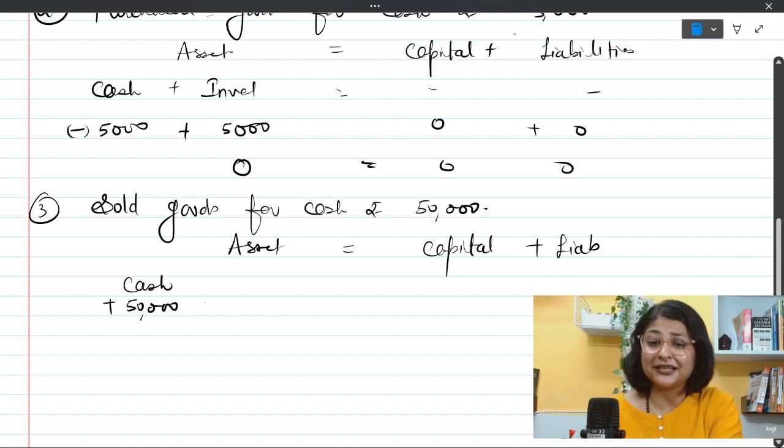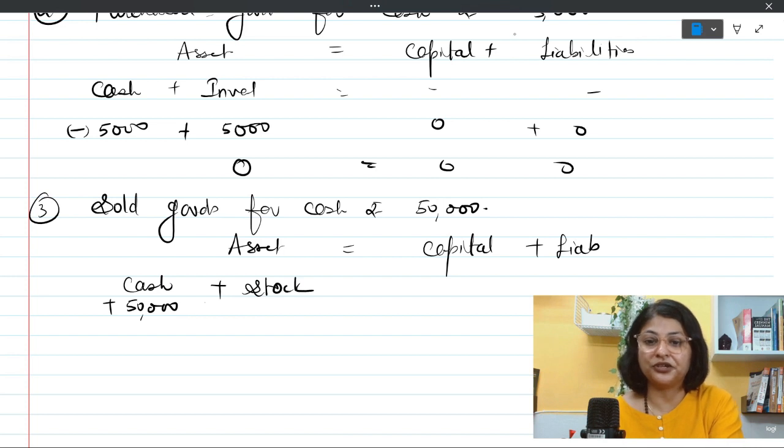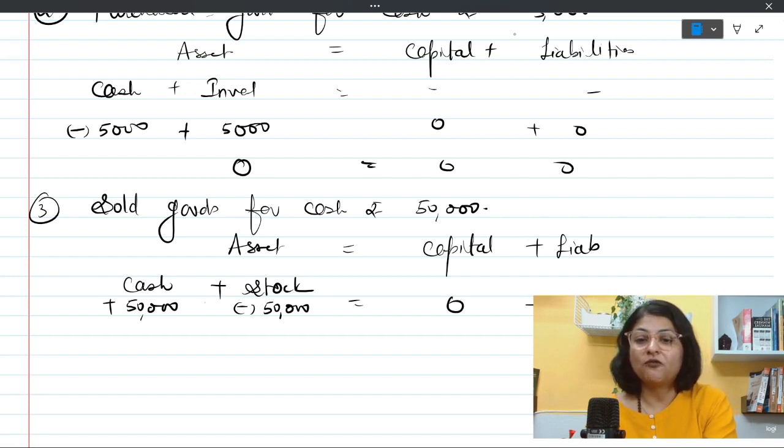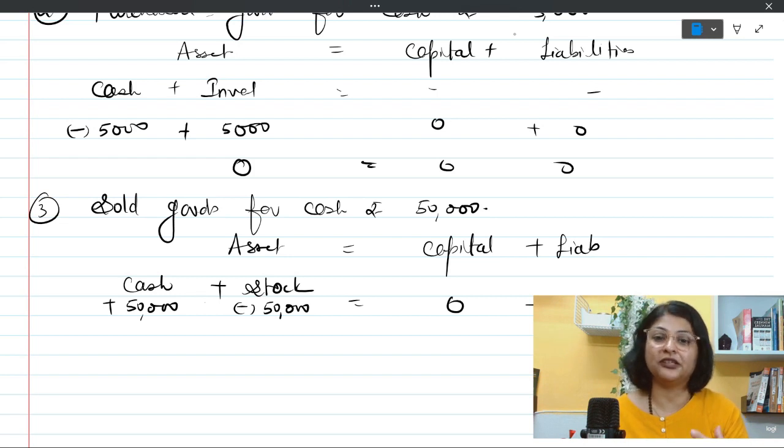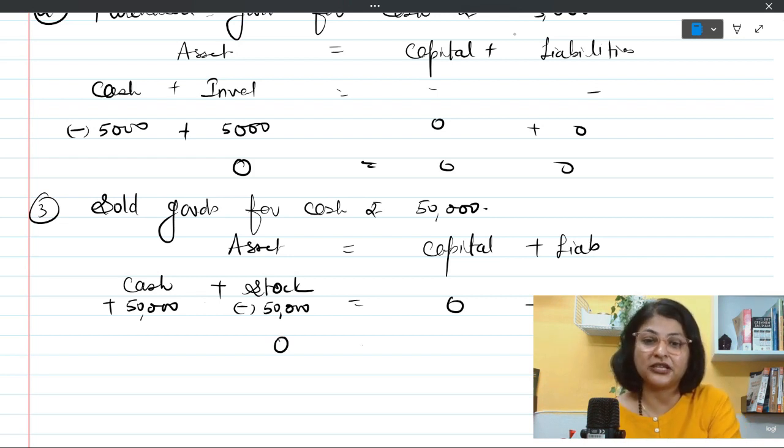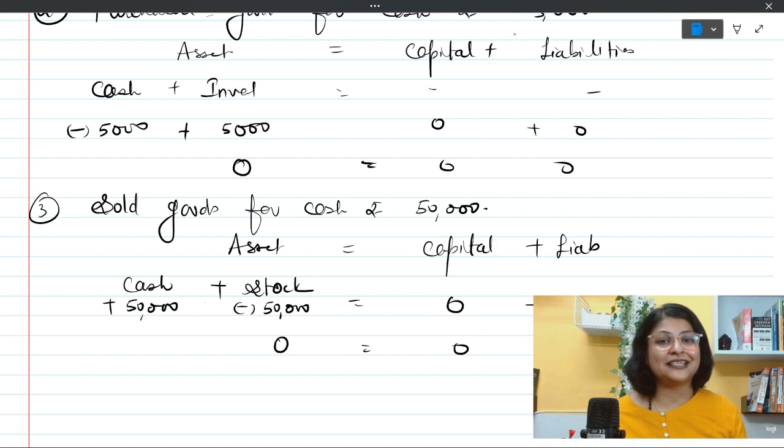Whereas if you are selling the goods, it means what? Your stock is reducing. So stock is going to be reduced by 50,000 rupees because you have sold the stock. Now here nothing is coming in liabilities. So what has happened? First 50,000 rupees is added in cash and now 50,000 rupees is deducted from stock. So 0 is equal to 0. This is tallying. So the accounting equation tallied once again.